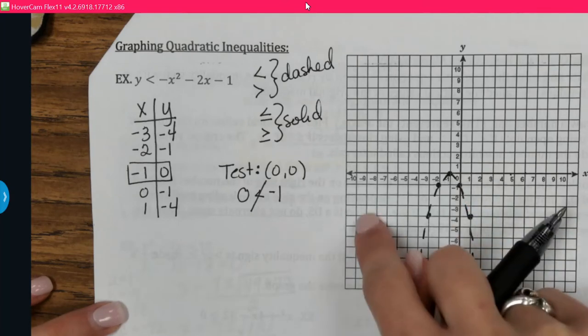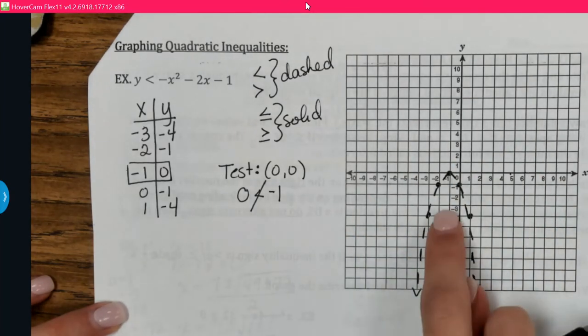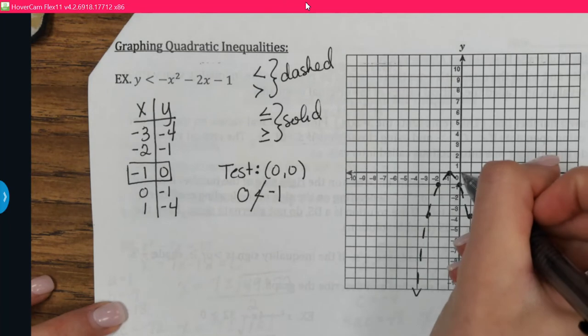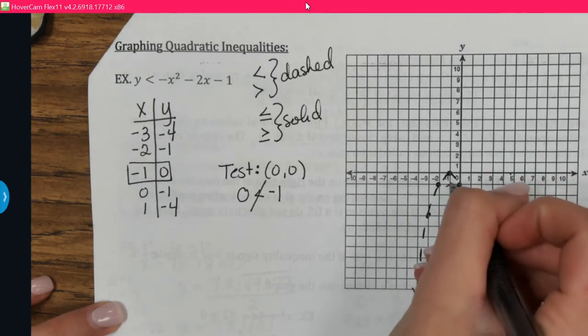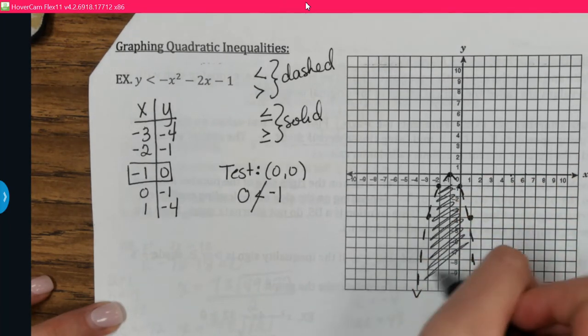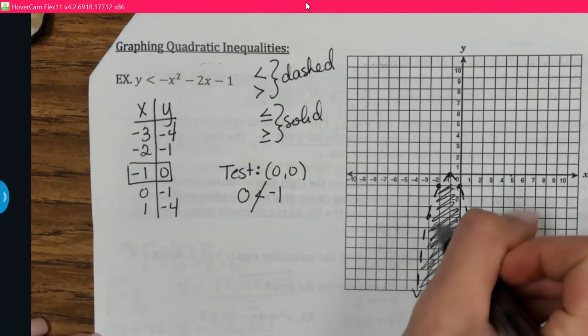Because it's not true, I am not shading where my 0, 0 is. Okay, so you see how you have two parts. You've got outside the parabola and you've got inside. That 0, 0 is on the outside. It's not true, so I'm shading on the inside. I want to see you do a test point.